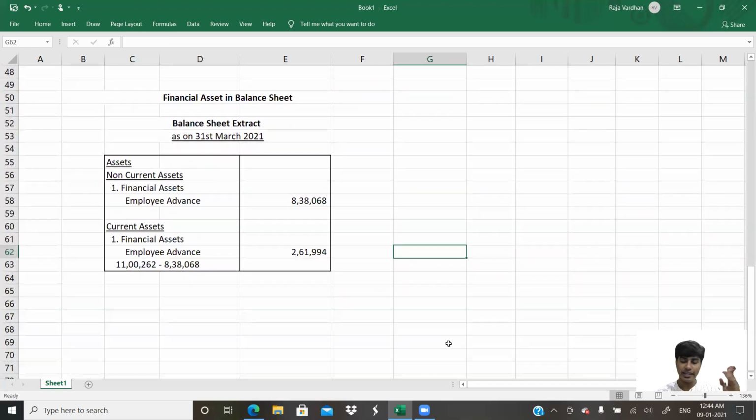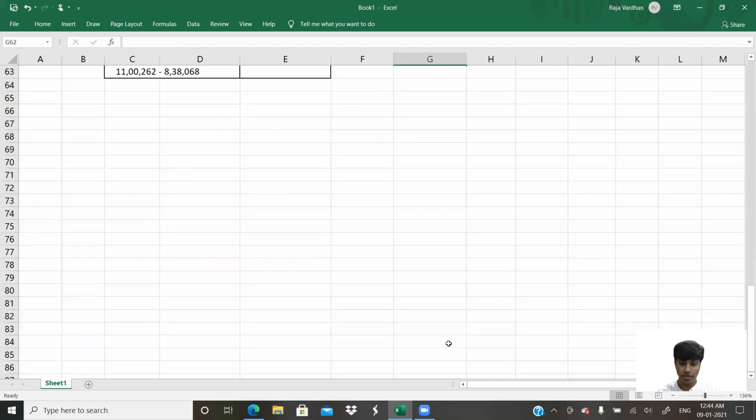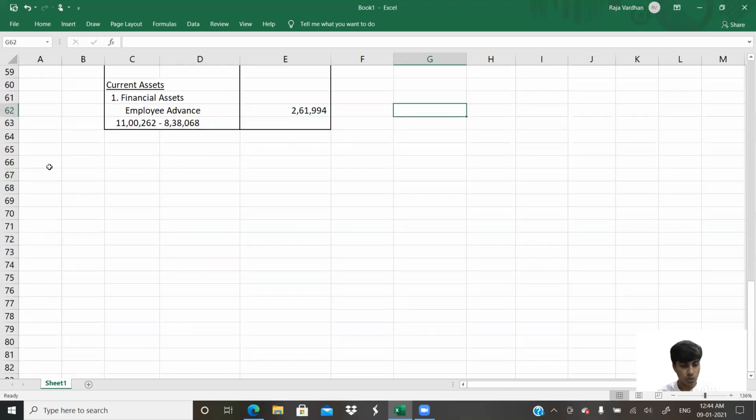So I've quickly done the entire solution as well as summarized it to you at the end. So let us now go to question number 1B. Sorry, I jumped to the next one.